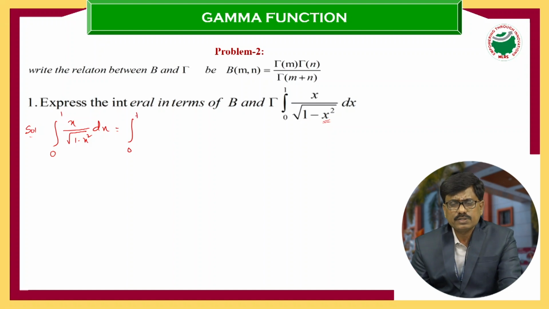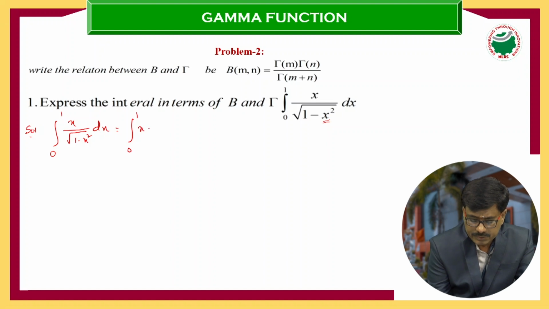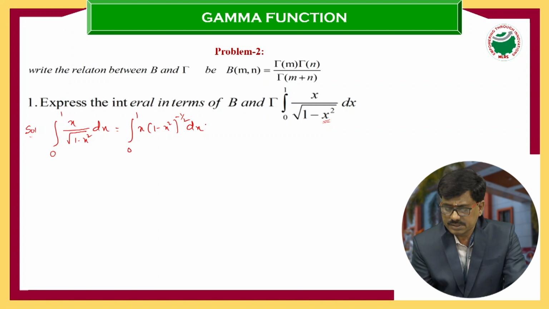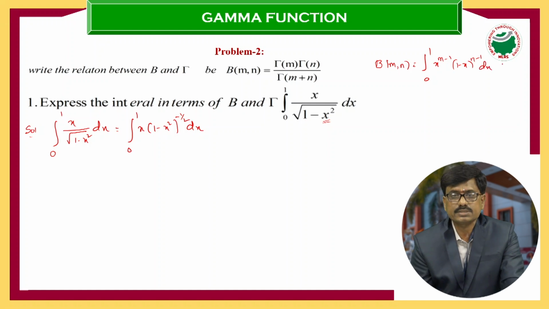How do you write this integral value? x into 1 minus x square whole power minus 1 by 2 into dx. Taking the denominator into the numerator, this becomes a negative sign. Here, this is a beta function. You can understand the definition of beta: beta of m comma n equals integral 0 to 1 of x power m minus 1 into 1 minus x whole power n minus 1 into dx.